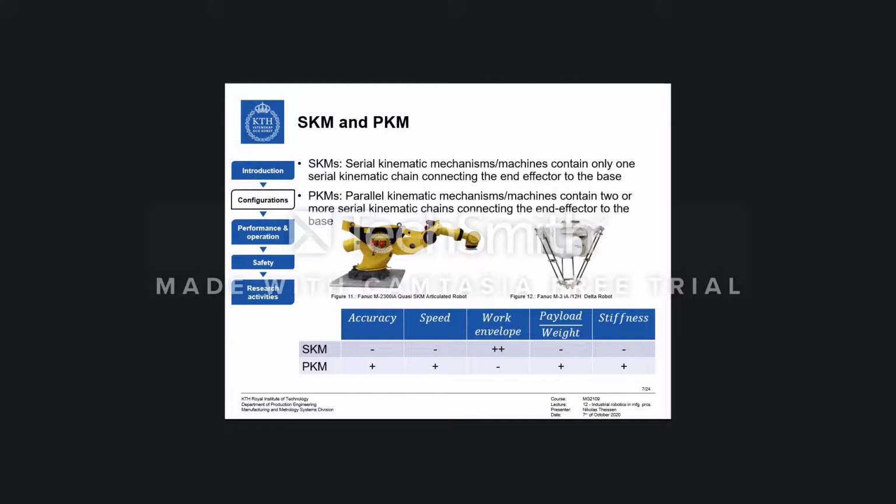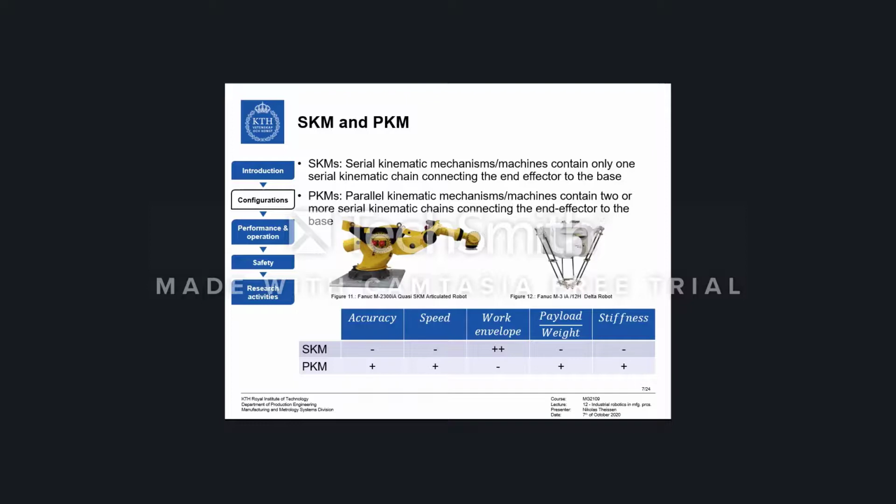So just to give you some example, let's consider accuracy. One common measure for accuracy is positioning accuracy. And the positioning accuracy of an SKM can be considered to be somewhere in between from 1 to 5 millimeter, which is dependent on the reach also. As you can see in this example, in figure 11, it shows the biggest commercially available robot that is produced by Fanuc, and that has a reach of almost up to 3.5 meters. And at the same time, the biggest Delta robot, which is a parallel kinematic machine, has a reach of 1.5 meters.